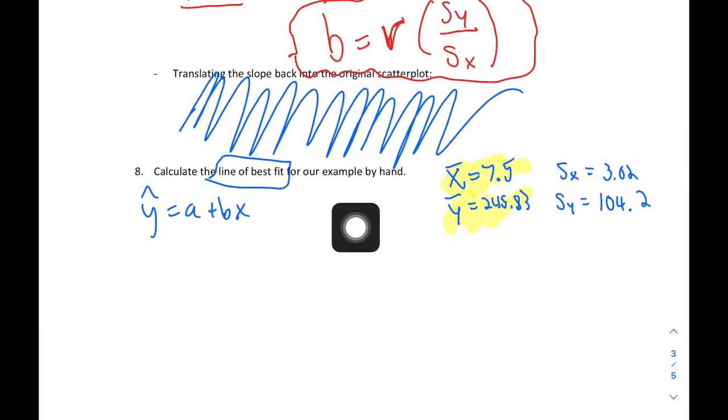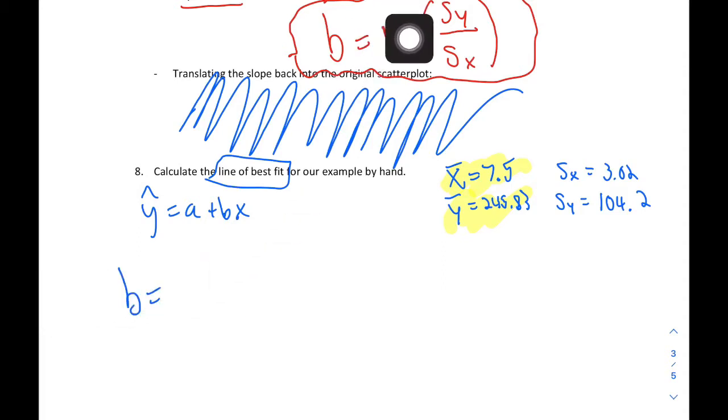Before we even plug them in, we can figure out what the slope is, b, by using this equation that I just gave you. And like I said, it's not important right now to really understand where this came from. I just want you guys to know that this is definitely given to you on the formula sheet. Yeah, it's just something that you're going to have to use.